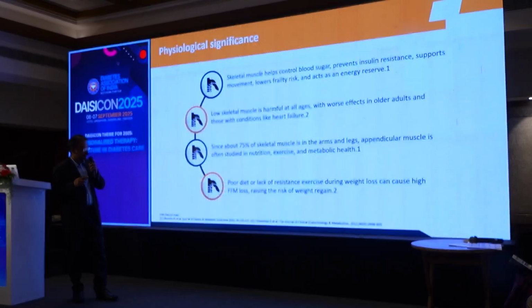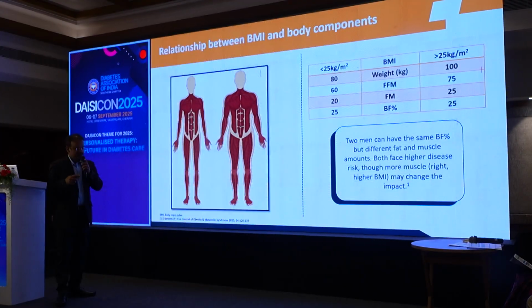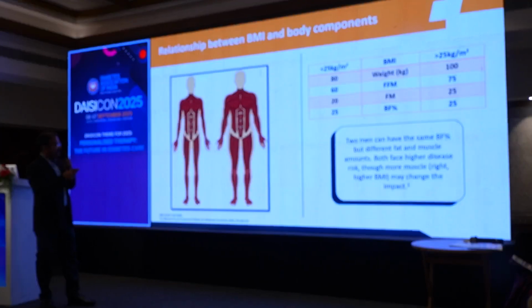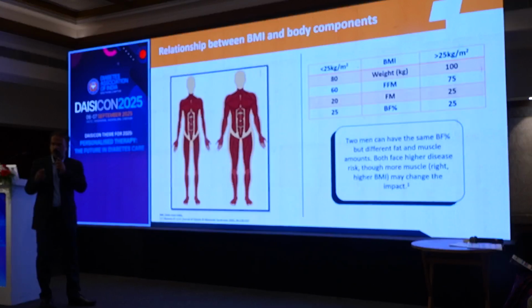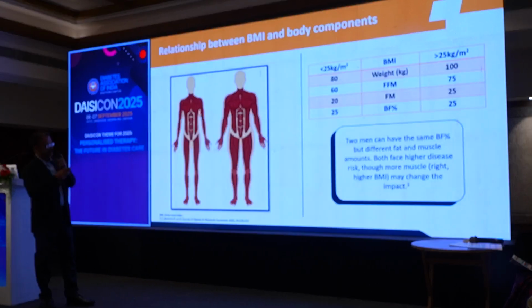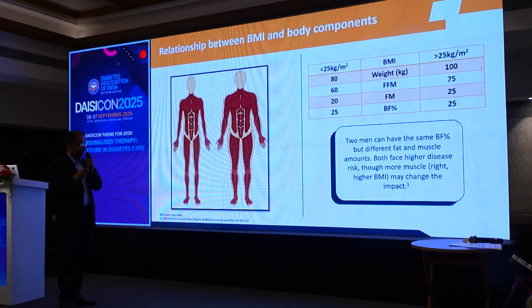Poor diet and lack of resistance exercise during weight loss can cause high fat-free mass loss, thereby increasing the risk of weight regain. And this is the example. The one on the right side has a lower BMI, the one on the left side has a higher BMI. However, the body fat percent is 25% in both, in the lower BMI person and the obese person. So there is a need to measure body fat index.